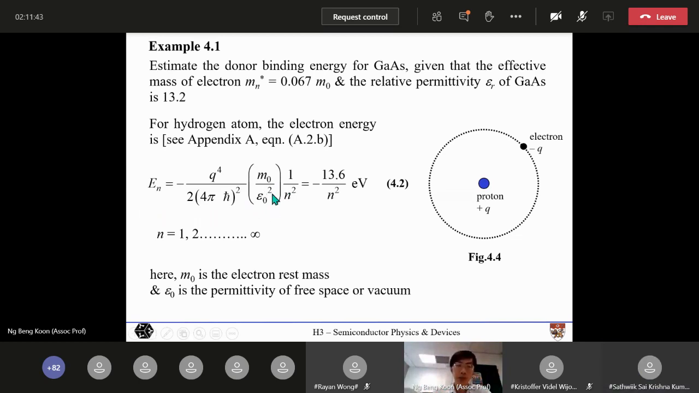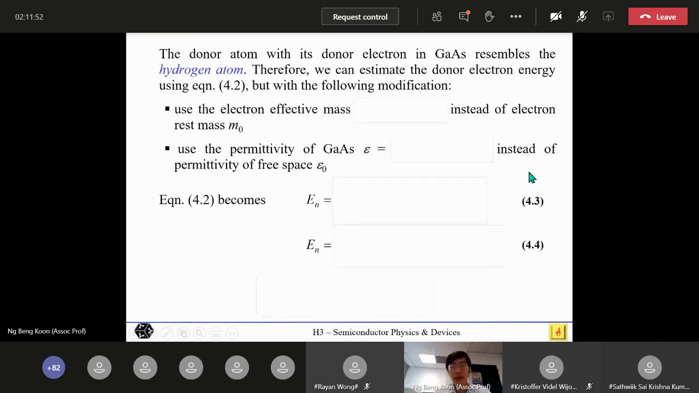So if you do that modification, you can use the same equation to estimate the energy of this fifth electron of the impurity atom in gallium arsenide. Okay, so that's the approach. The effective mass is something you can find in textbooks and reference material. You find the effective mass of an electron in gallium arsenide is 0.067 of the rest mass. That's the quantity we should be using. And the permittivity of gallium arsenide is 13.2 times the permittivity of free space. So in a material, the permittivity will be higher.